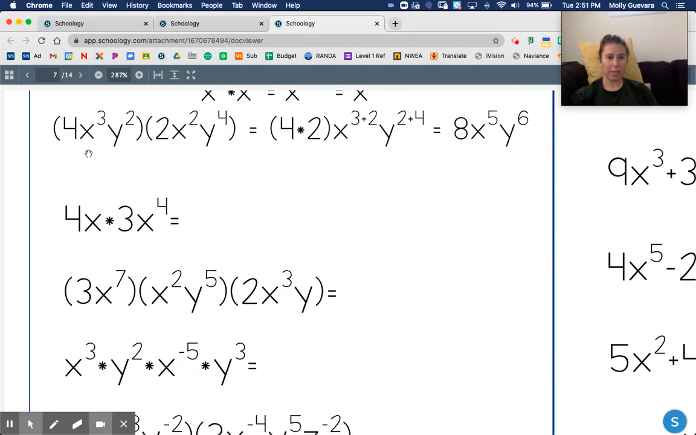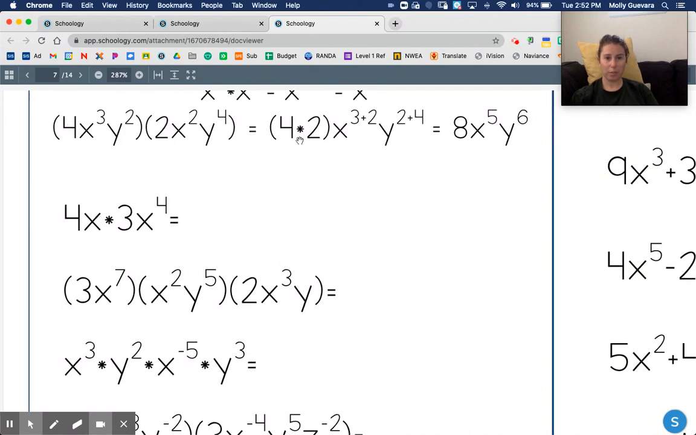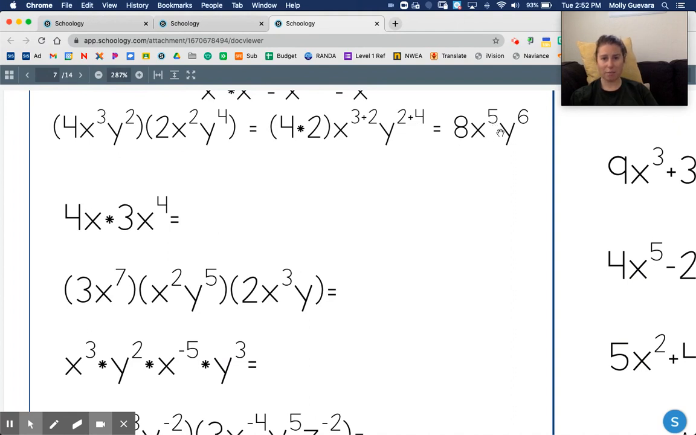Here's another really good example. 4x cubed y squared times 2x squared y to the 4th. So I multiply my numbers together, so 4 times 2. I multiply my two x's together, so x to the third and x squared, so I add those exponents. And then I multiply my two y's together, which is y squared, y to the fourth, so I add those exponents. So that's how I get 8x to the fifth, y to the sixth.